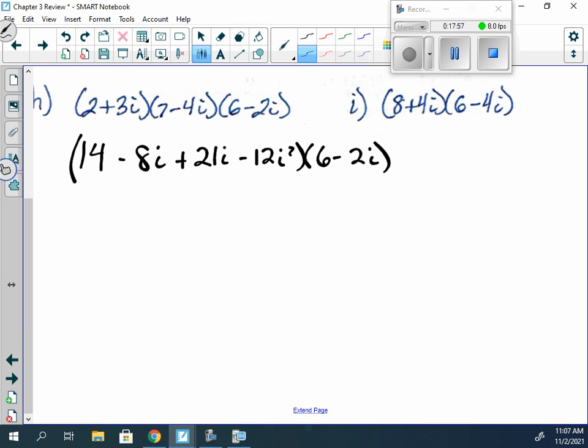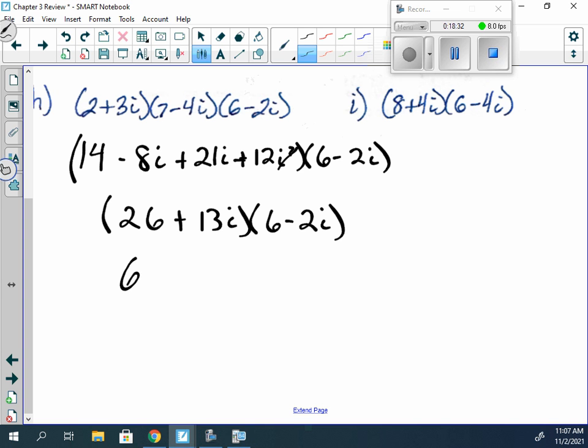And we still have the 6 minus 2i. Now here, i squared is negative 1, so it's really making that positive 12. 14 plus 12 is 26. Negative 8i plus 21i is plus 13i. Now with 26 plus 13i, we do it again. 26 times 6 is going to be, I'll step over here, 6, carry the 3, 6 times 2 is 12, plus 3 is 156.